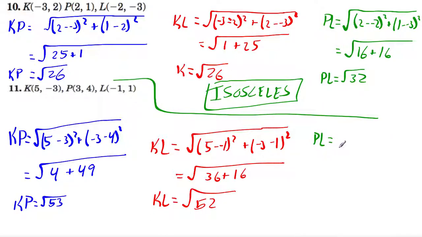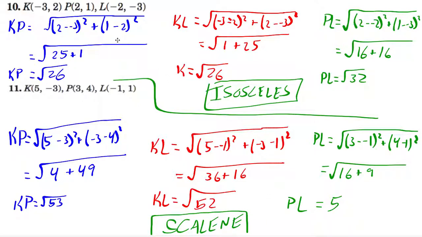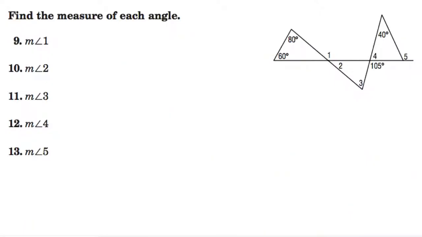And then finally, PL is going to be the square root of 3 minus a negative 1 squared plus 4 minus 1 squared. So this is the square root of 4 squared, which is 16, plus 3 squared, which is 9. And so that is the square root of 25, which is 5. So these are all different. So this is a scalene triangle. The distance formula is key.